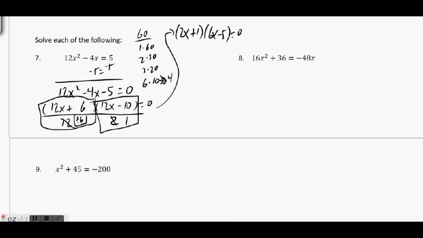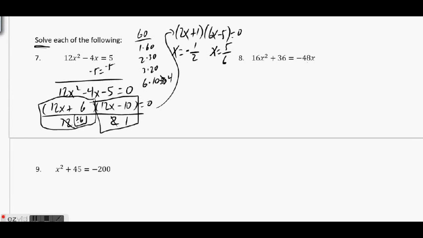Now, I need to solve here, because it told me I had to solve. I can't just stop there. It didn't tell me just to factor. It told me to solve. So x is equal to, subtract 1 from both sides, divide by 2. I have negative 1 over 2. In this case, I'm going to add 5, divide by 6. X is equal to positive 5 over 6. Hopefully you guys are okay with this.